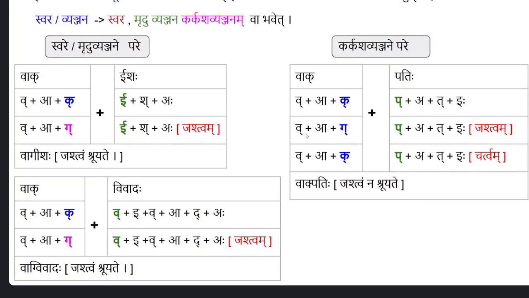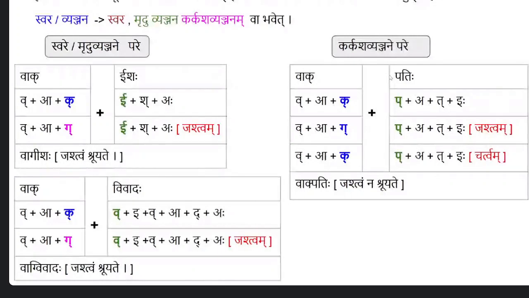Yes. So here, see, there is a conducive environment. There is a karkasha vyanjana following it. And chartvam is also nitya sandhi, remember. So it has to happen. So it changes back to ka. Understood? Vakpatihi became Vagpatihi and went back to Vakpatihi. So here, Jashtvam is not heard. So you think Vakpatihi became Vakpatihi and the final answer is Vakpatihi.